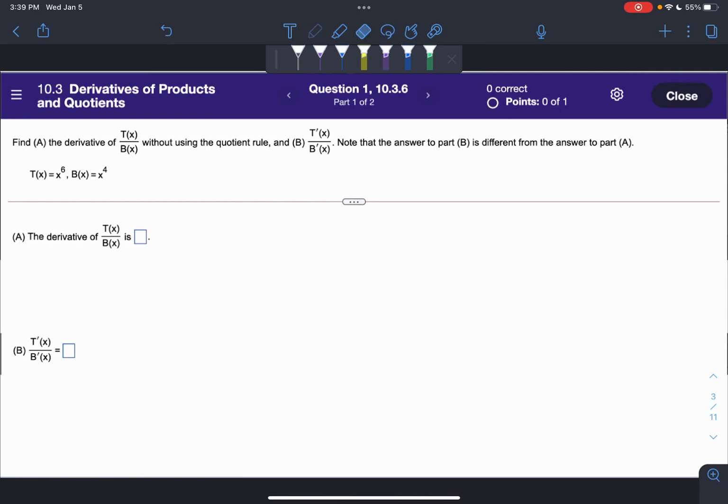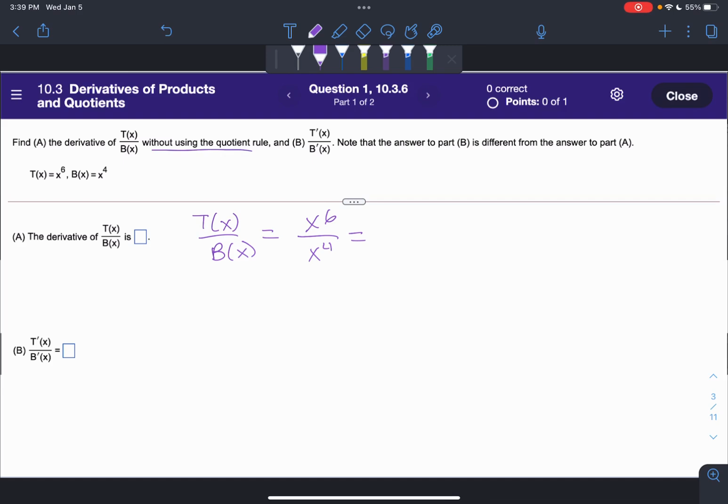So let's do one more, now with the quotient of two functions. So they want us to do t of x over b of x with the given t and b functions. So if I do that, let's do x to the 6th divided by x to the 4th, and then we should simplify to avoid having to do the quotient rule, because that's stated in the instructions.